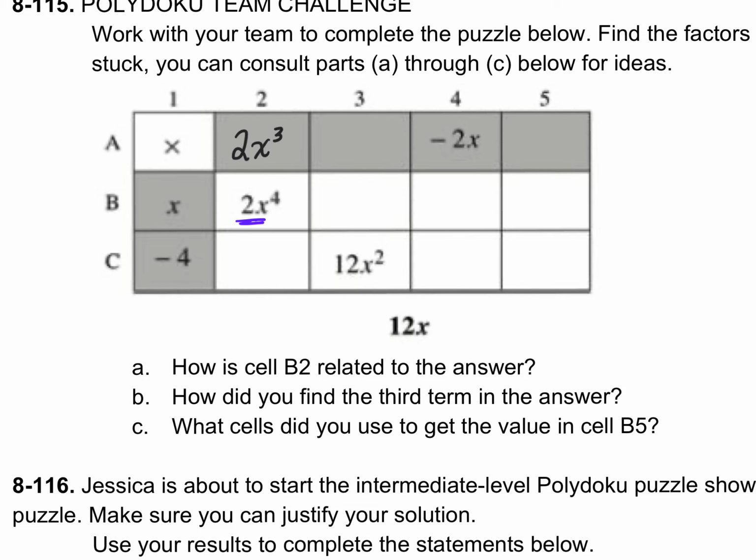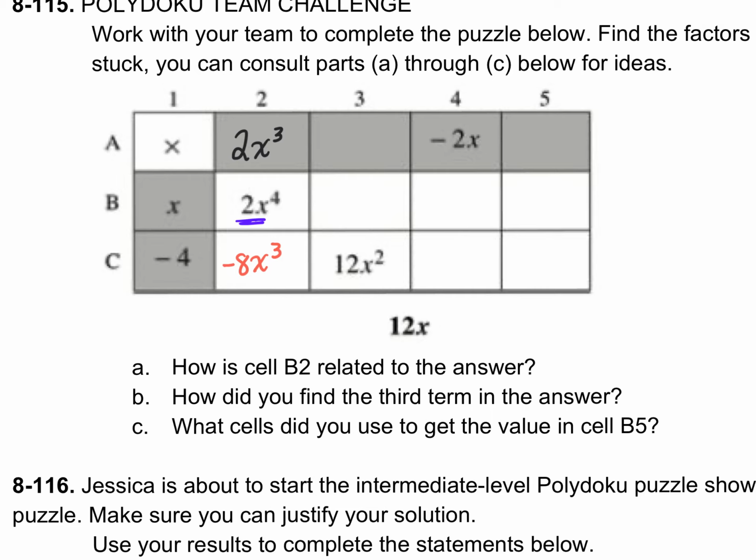Well, now I know what goes in that box, which can help because that'll allow me to then fill in this next box by taking 2x cubed times negative 4 to get this box, which then becomes negative 8x cubed. Awesome. Okay, so we move on to the next column here.